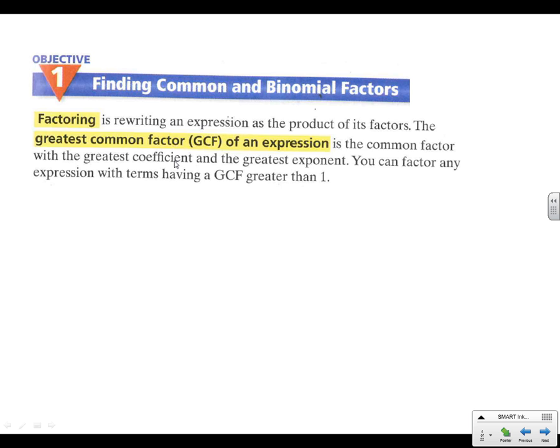All right, factoring. Factoring is rewriting an expression as a product of its factors. So factoring is splitting things up into all the smallest pieces, right? The greatest common factor of an expression is the common factor with the greatest coefficient and the greatest exponent, right? So the biggest thing that goes into two different things. For instance, the greatest common factor of 10x cubed and 5x squared would be 5x squared, right? The biggest coefficient and the biggest exponent that goes into both of your terms, all right?